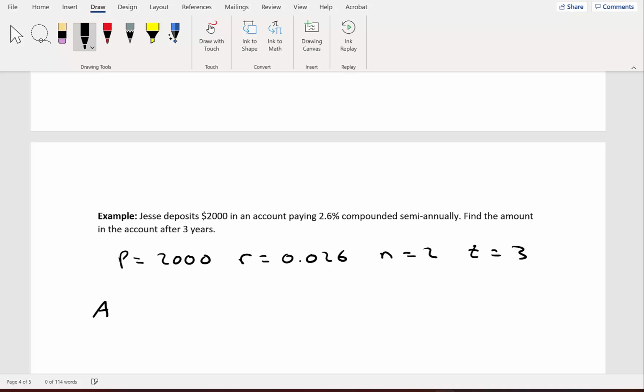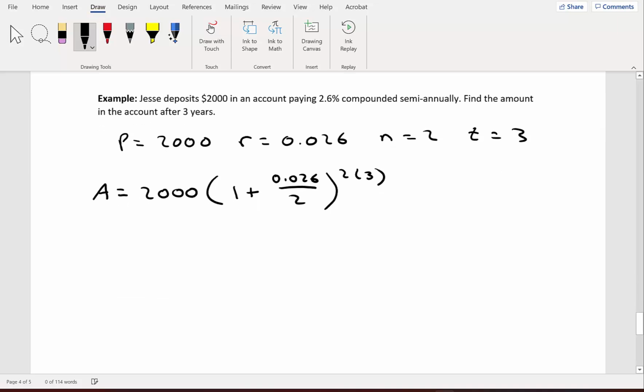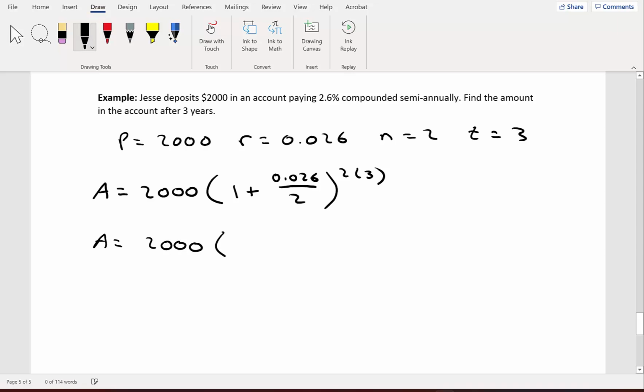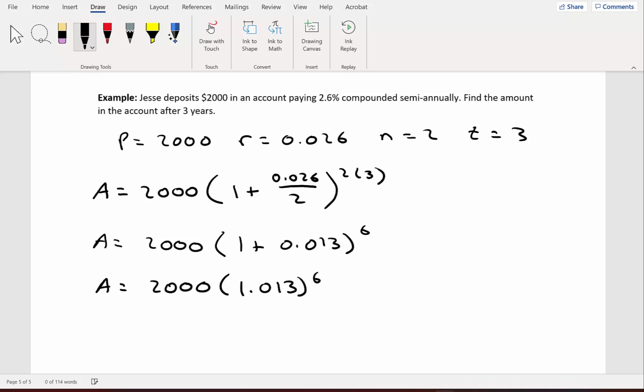So let's plug it in. A is equal to 2,000 times 1 plus R, which is 0.026, divided by n, and then raised to the n times t, so n times 3. Now let's simplify it. A is equal to 2,000 times, the 0.026 divided by 2 gives us 0.013, raised to the 2 times 3, which is 6. Continuing to simplify, we have 2,000 times 1.013 raised to the 6th power.